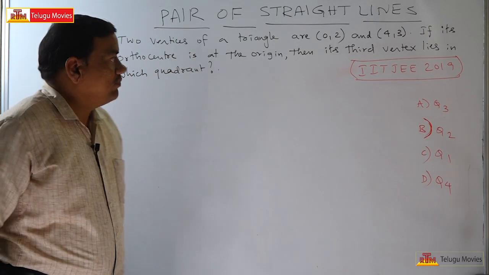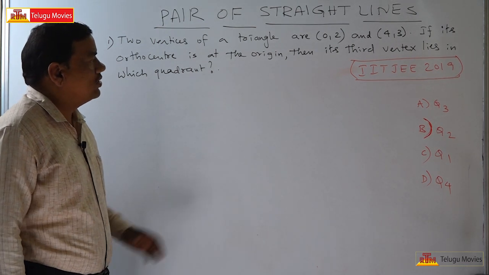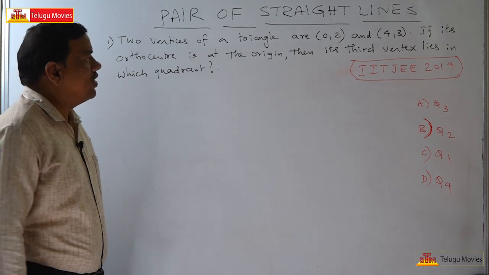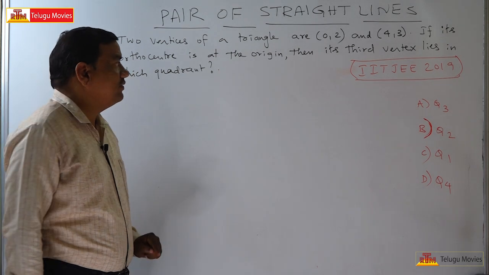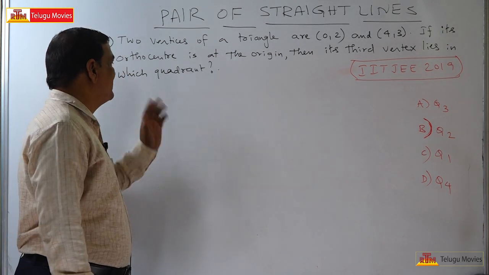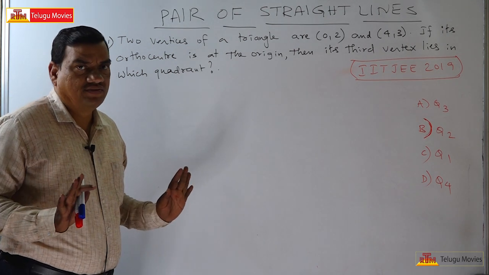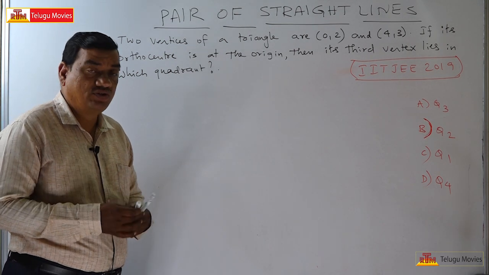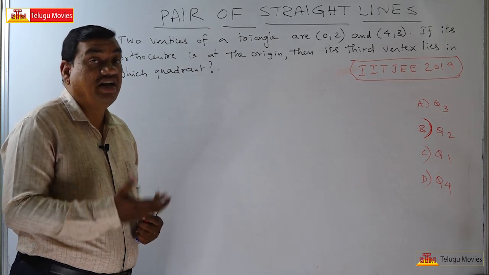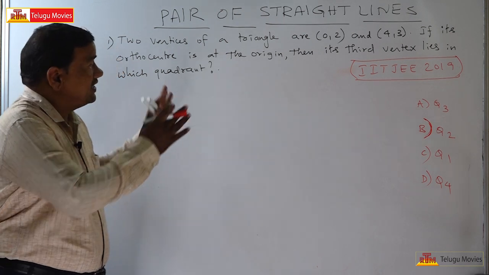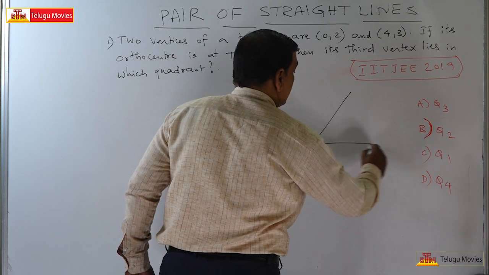The problem is: the two vertices of a triangle are (0, 2) and (4, 3). If its orthocenter is at the origin, then its third vertex lies in which quadrant? First of all, the question is very clear, so we should feel happy. Why? Because there are certain problems where we cannot understand what the given data is and what we have to find out. But here the given data is very clear.